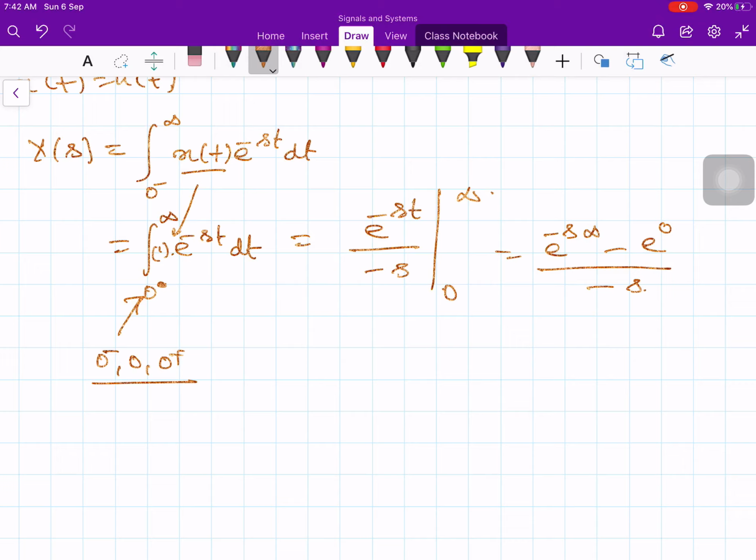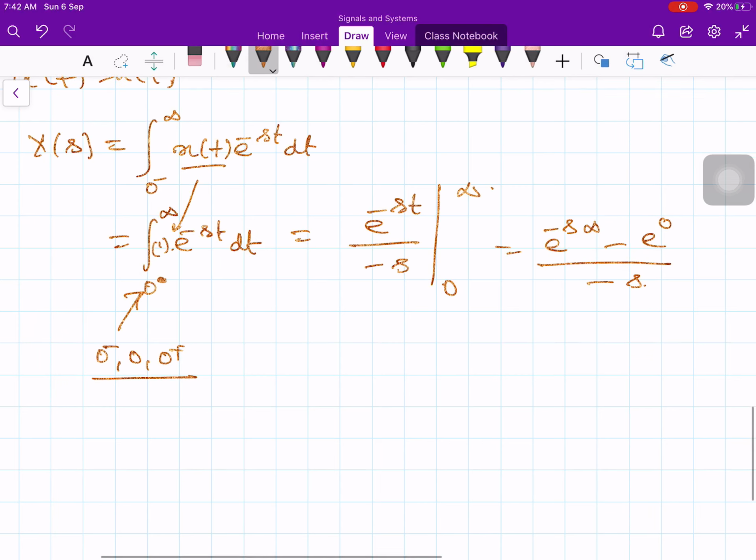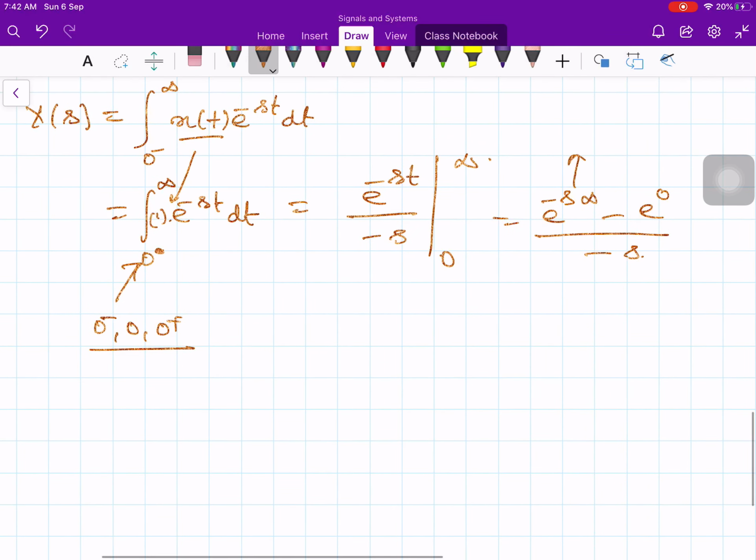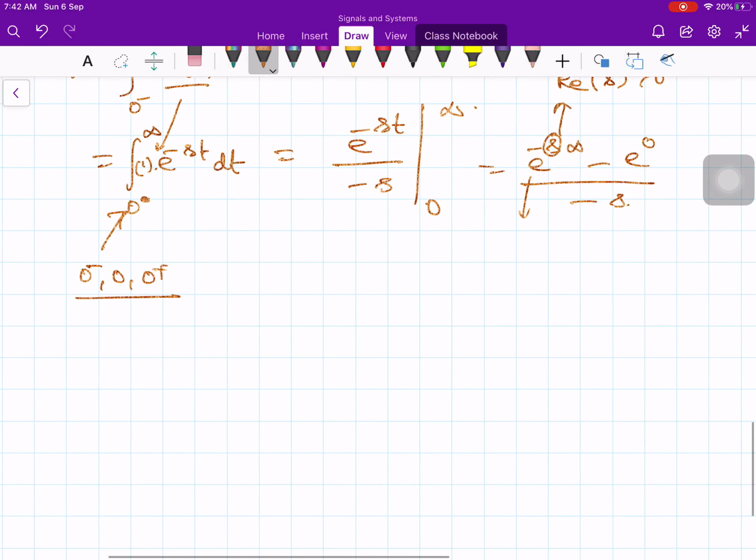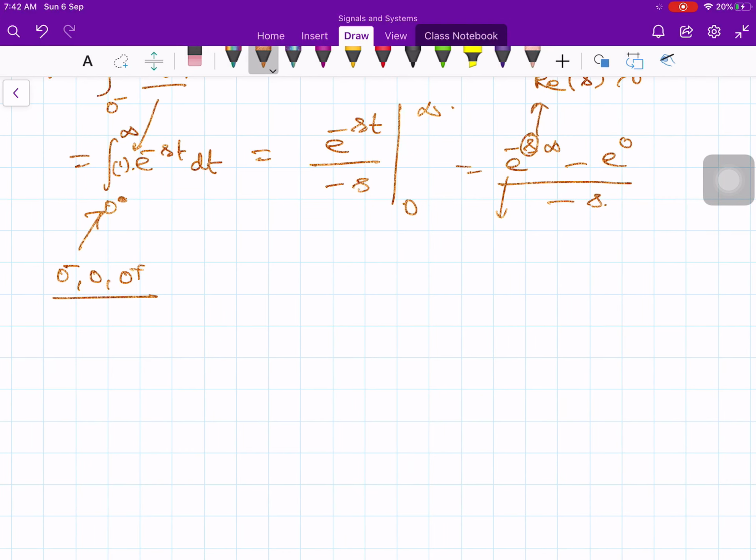So, if the real value of s is greater than 0, then this goes to a finite value, otherwise it will go to an infinite value. Let us say minus a small real value. What is s? s is equal to sigma plus j omega, right? Now, forget about this j omega. So, e to the minus s times infinity minus 1, divided by minus s.